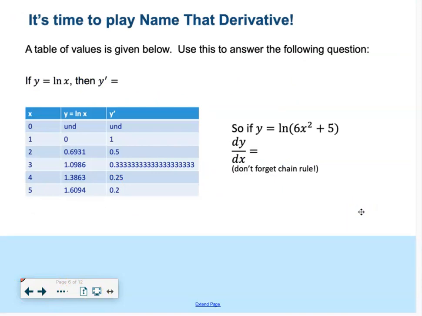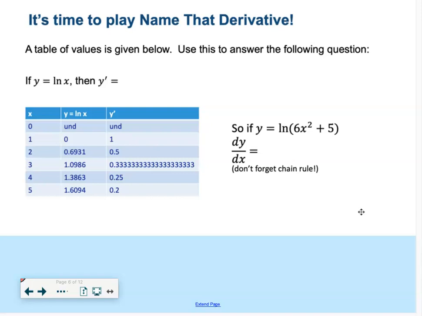Okay, so we're going to play name that derivative. We're really not going to play, but I want you to mentally play this game. So here's what I have given you. In this table, if you can see this, can you see this in the back? Kind of? Yeah? Okay. So this column right here, those are your x values. These are natural log of x. This is the derivative of natural log of x.